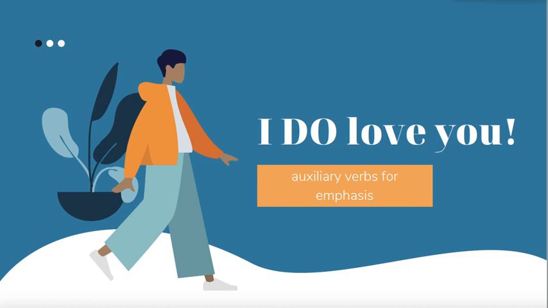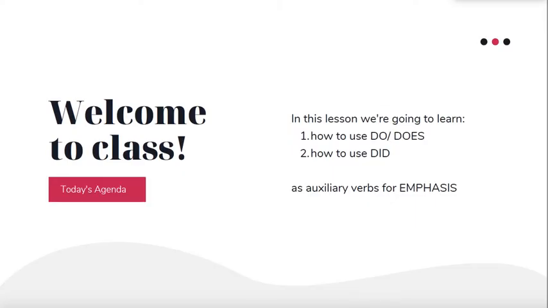Hi everyone! In this video lesson, we're going to look at auxiliary verbs for emphasis. What is an auxiliary verb? It's a verb that helps you to either ask a question or make a negative sentence. In present simple, the auxiliary verbs are do and does. We move on. So we're going to learn how to use do, does, and did for emphasis.